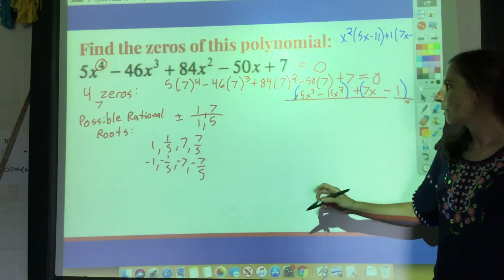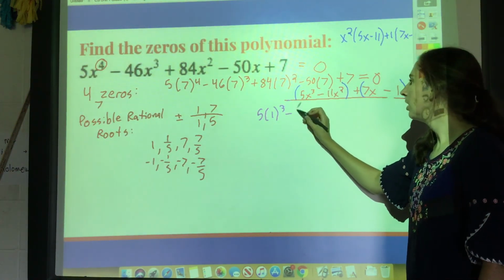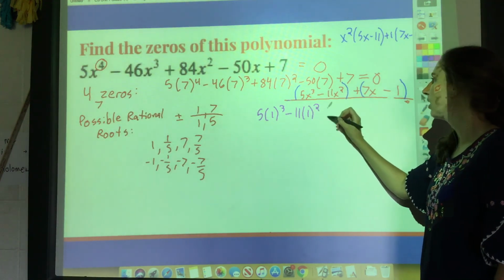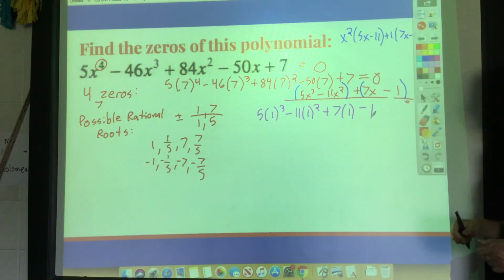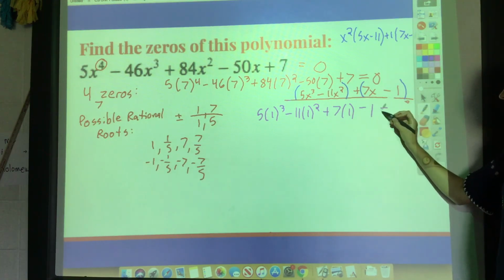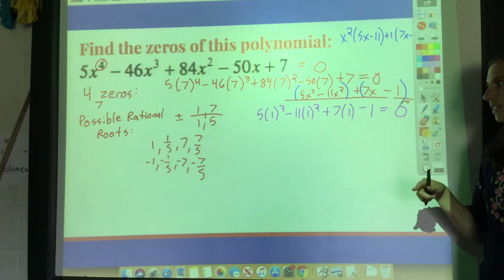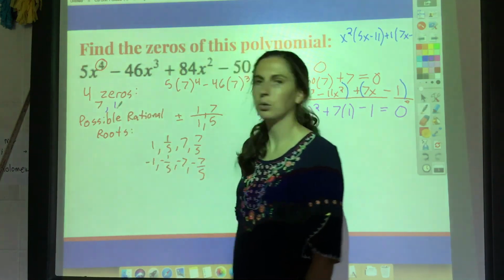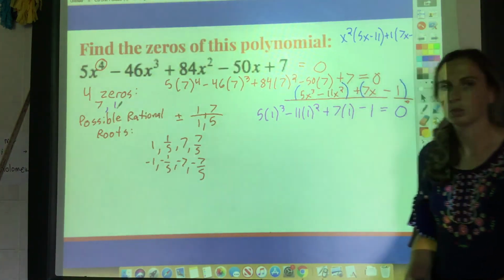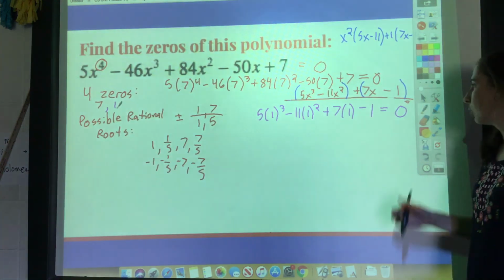So if I plug in 1 here for x, 5 times 1 cubed minus 11 times 1 squared plus 7 times 1 minus 1. Type all that in your calculator, and it turns out it does work. I get 0. So it is one of the zeros. So we'll add that to our list. We found 7, now we found 1. Those are 2 of the roots, 2 of the zeros. I'm going to need to do some more long divisions.